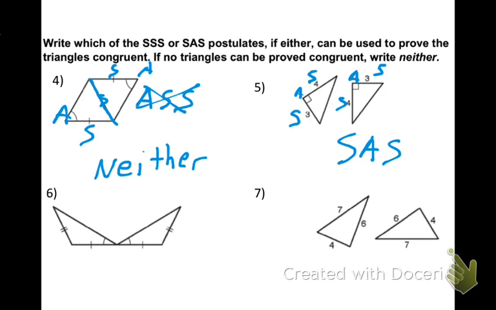Number 6. What do I know for number 6? I know a side, an angle. Is that any of the postulates? That is neither. The other way would have been ASS, which, again, no, we don't have that. We have SSS or SAS. The angle has to be between. Big differences. Number 7, I know a side.